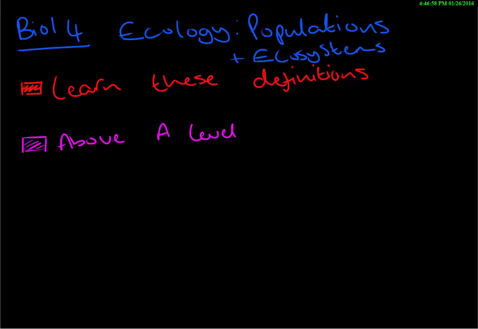So the first part of Unit 4 biology is about ecology, sort of the first half of the unit. And the first part of ecology is populations and ecosystems. And this is mostly about learning definitions. So the stuff in red, these are the definitions that you have to learn.